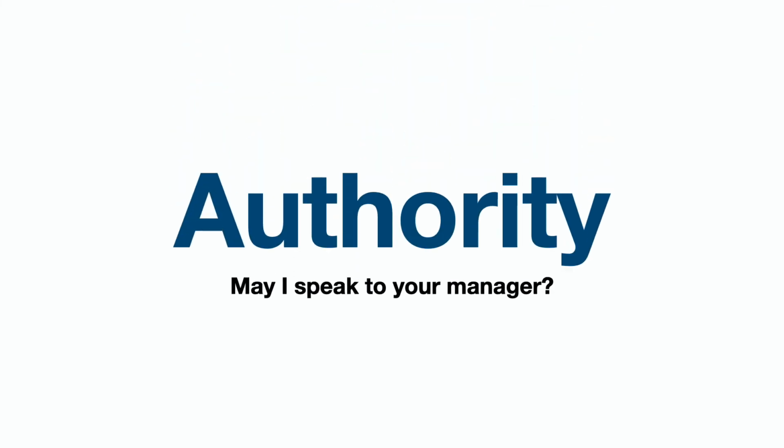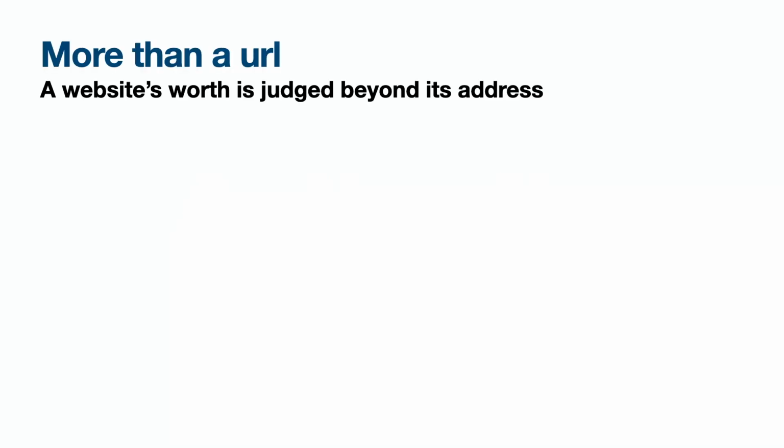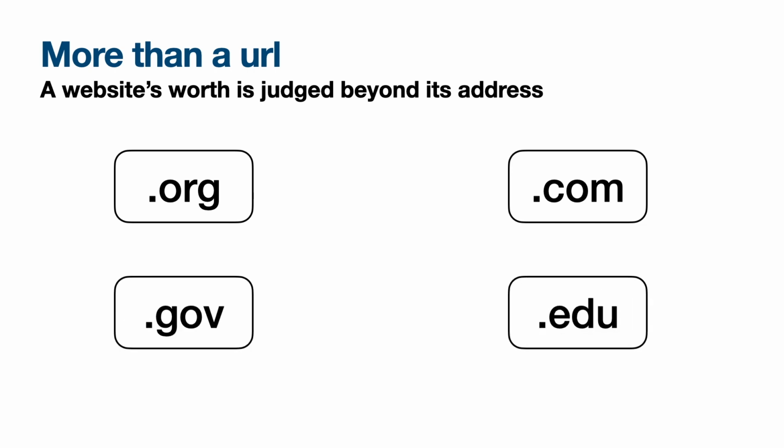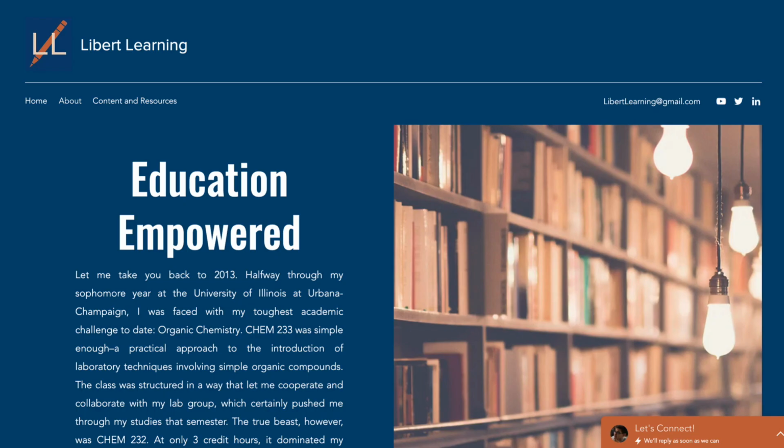Next comes authority, or the credentials that would make a site or source trustworthy or untrustworthy. The most important thing that I can remind you all here is that a website is worth more than its URL address, meaning you can no longer just evaluate a website's authority based on a .org, .com, .gov, or .edu system. In 2020, anyone can buy a website.